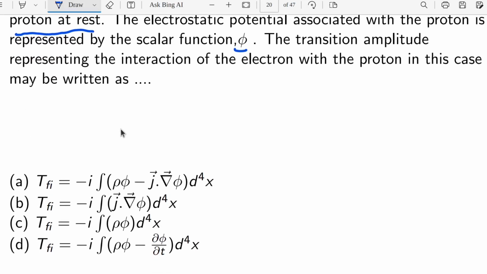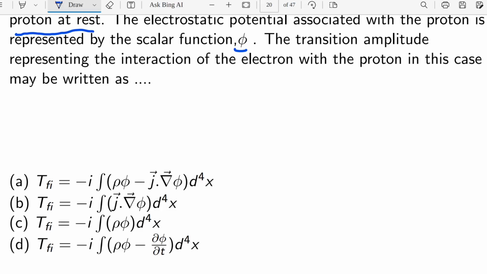There are 4 options. Tfi equals to minus i integration rho phi minus j dot grad phi d4x. Tfi equals to minus i integration j dot grad phi d4x. Tfi equals to minus i integration rho phi d4x. Tfi equals to minus i integration rho phi minus del phi del t d4x.